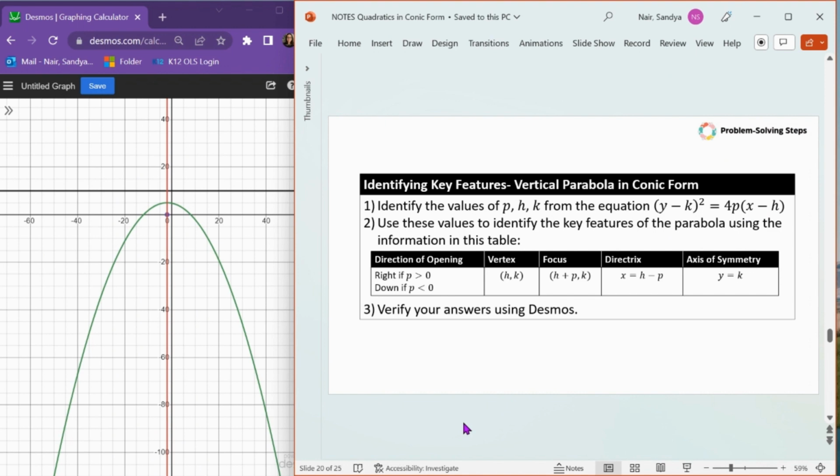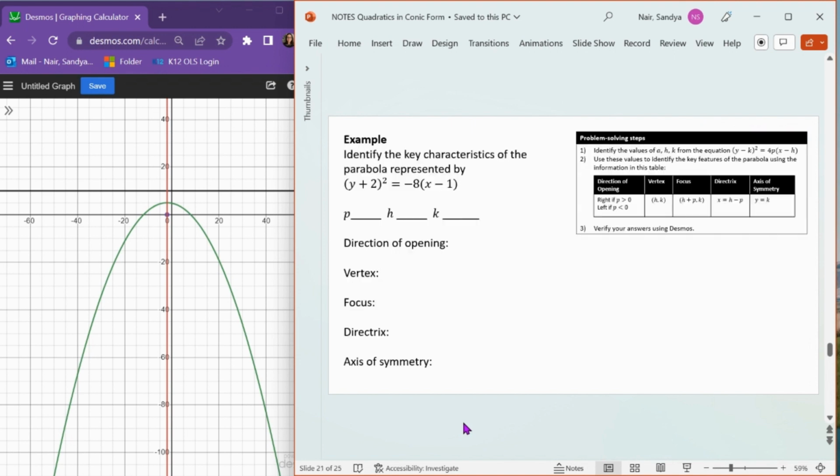So when we do this, we're once again going to start off by identifying the values of p, h, and k from an equation, which is going to be a good practice to get in the habit of doing. And then we can figure out these values using the table that we have here and then verify our answers using Desmos. So let's start off with this example. So once again, this is going to be y minus k squared equals 4p times x minus h. So that 4p is going to be equal to that -8 that we see. So we'll actually have to do a little bit of solving to figure out the value of p. So we divide both sides by 4 and we get p equals -2.